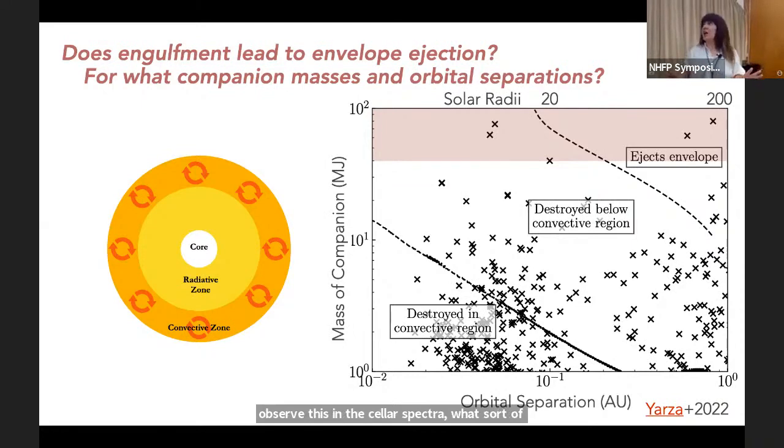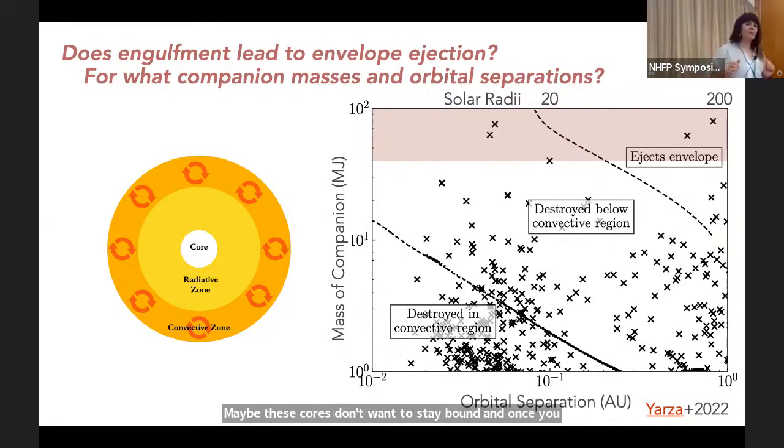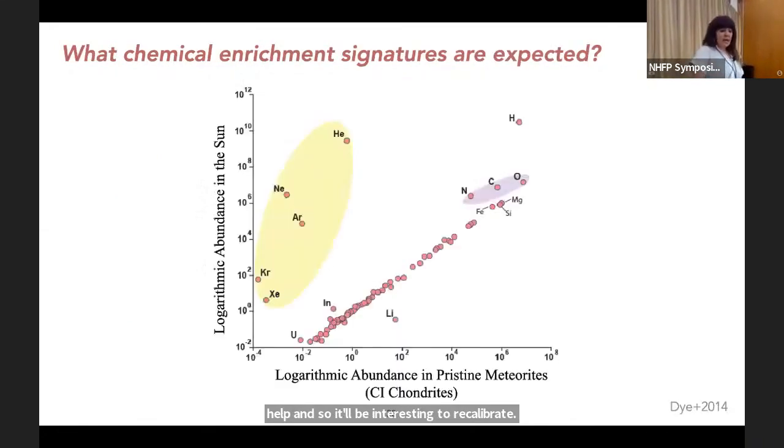For those of you that are interested in talking offline, we have reason to believe that this might even be a little bit easier to disassociate your planet than previously thought. Maybe these cores don't want to stay bound. And once you disassociate a certain amount, it actually lends some help. And so it'll be interesting to recalibrate this with that in mind. So I'm interested in the chemical enrichment signatures.